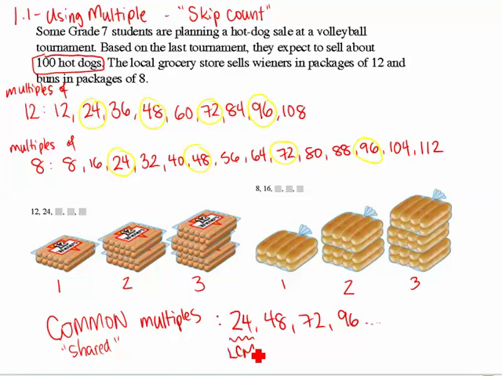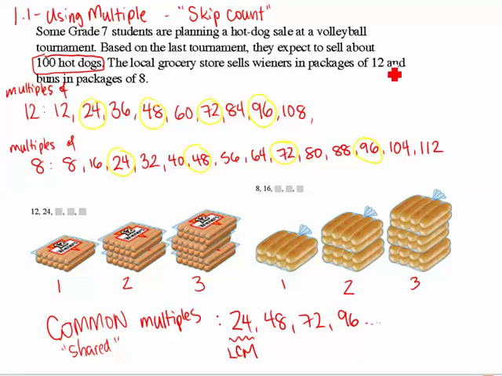Now let's go back to the question. The question might be, how many packages of wieners and buns would the students need to buy in order to have about 100 hot dogs? So we can look back at our list and we see that 96 is pretty close to 100. We might want a little bit more, so if we continue our trend, we can see that the next common multiple will be the next multiple of 24 after 96.